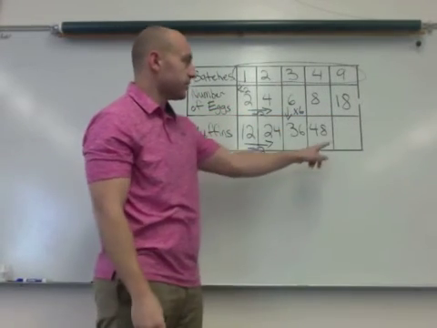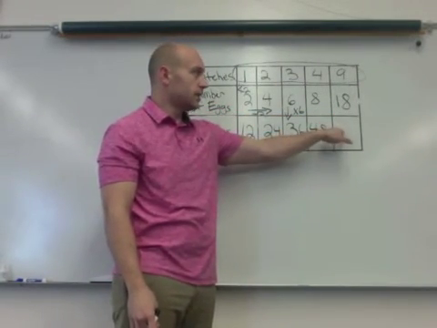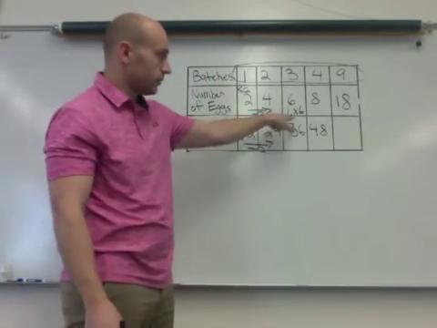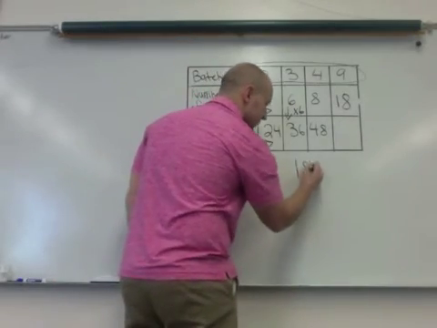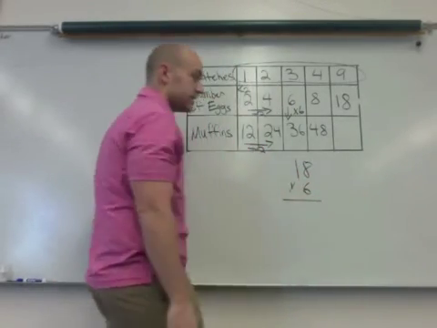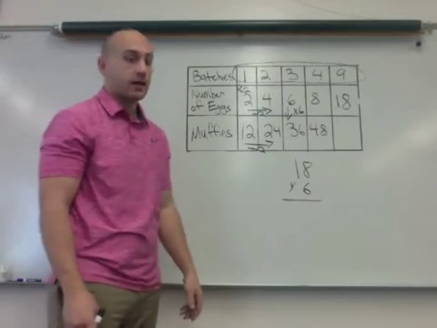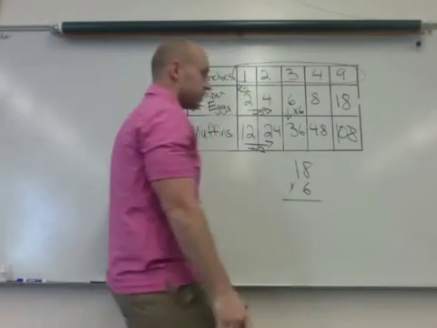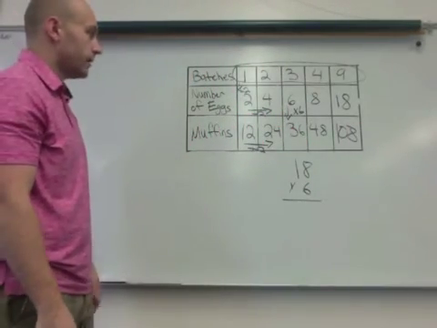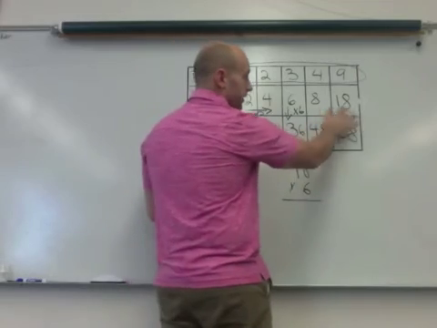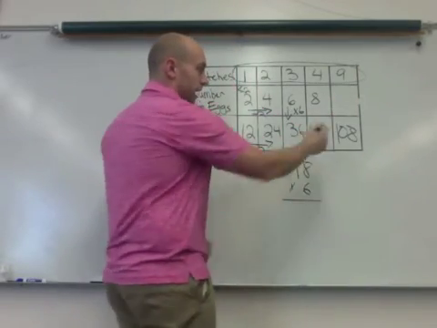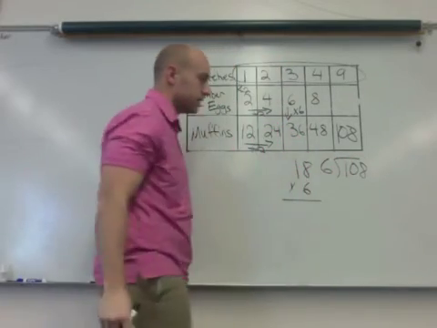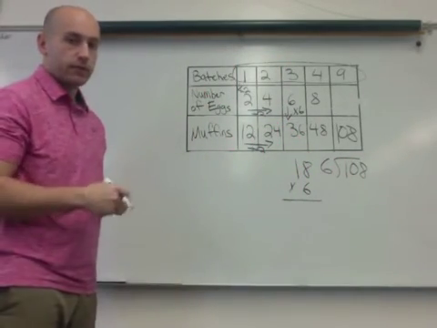And now we need to figure out the number of muffins you need for 9 batches. So to figure this out, we just need to multiply by 6. So if we do 18 times 6, we get 60 plus 48 is 108. So that is our missing term. If we were missing it this other way, if we were missing this number, we would do 108 divided by 6, and we would find our answer for that missing term.